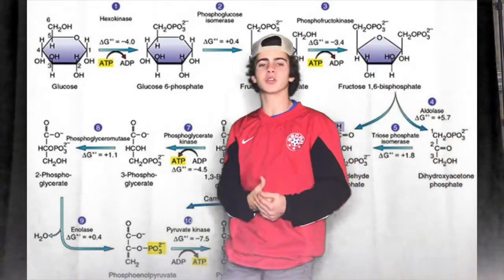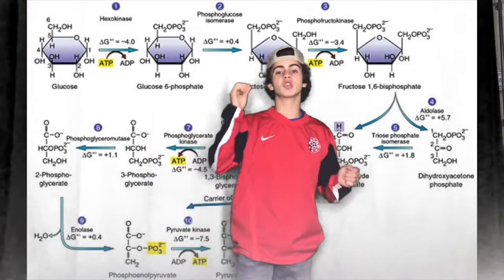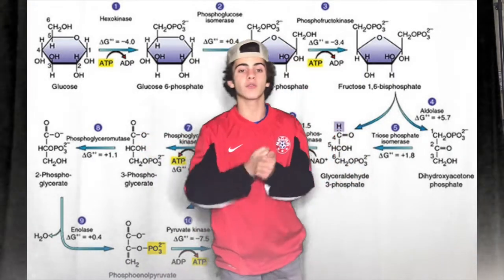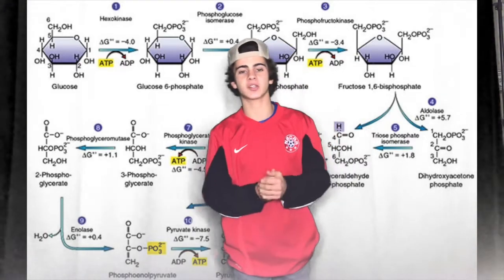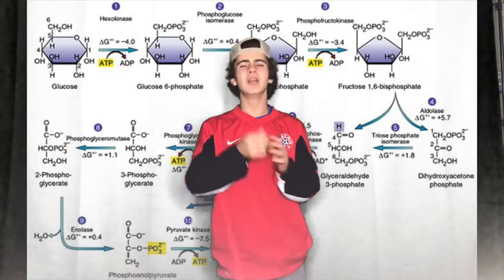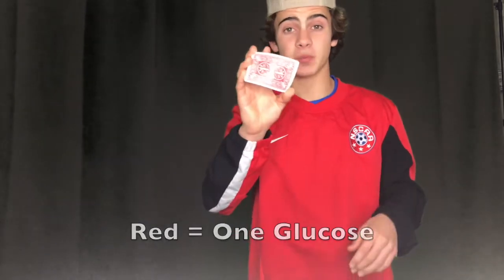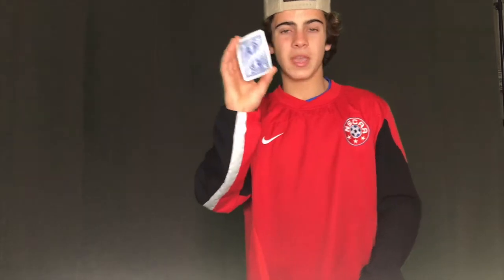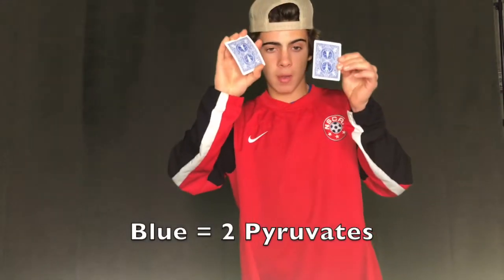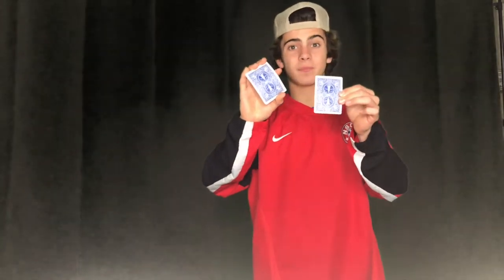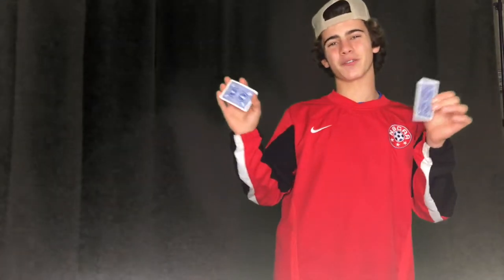But to keep it in simple terms, glycolysis is the process in which one glucose molecule is broken down to form two molecules of pyruvic acid, which are also called pyruvate. Let's model this. Let's pretend that this red playing card is one glucose molecule. What happens in the glycolysis process is it goes through it, and it's turned into not one, but two molecules of pyruvic acid. Pretty cool. There's my little model for you guys.